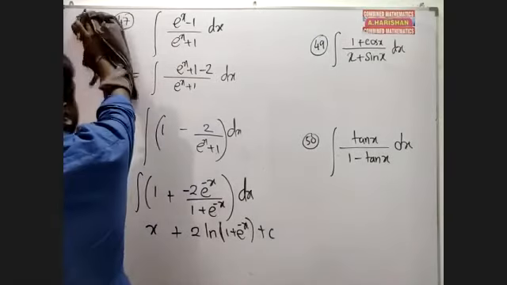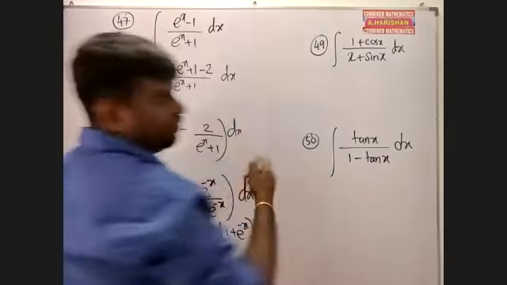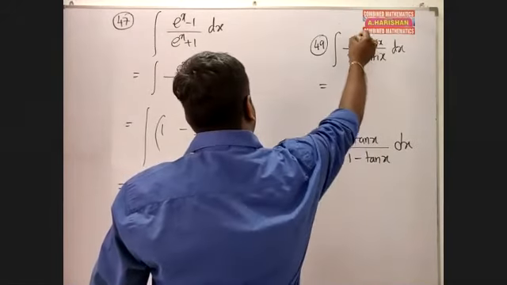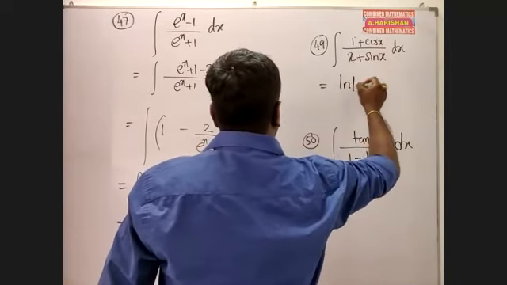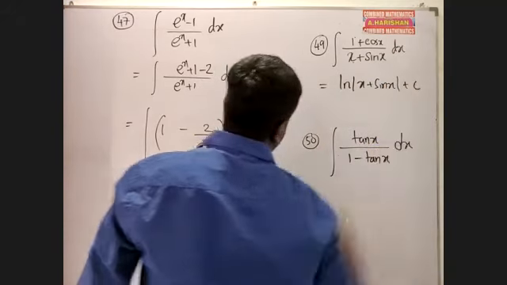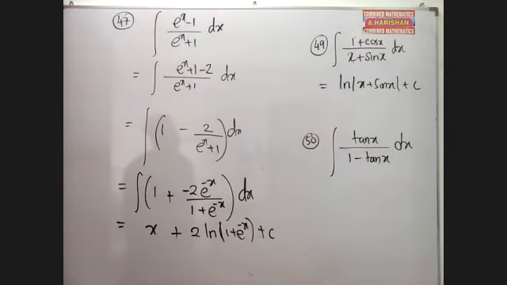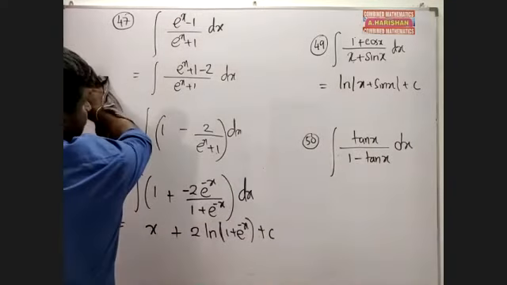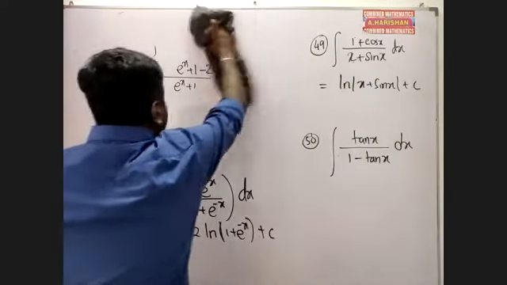So the 48th question. Before I go for the 48th, I can finish this right here. This is easy. Differentiation of there. So ln x plus sin x plus c. That's it. Ln x plus sin x plus c. That's it. 49 is okay. So then I go for the 48th one.